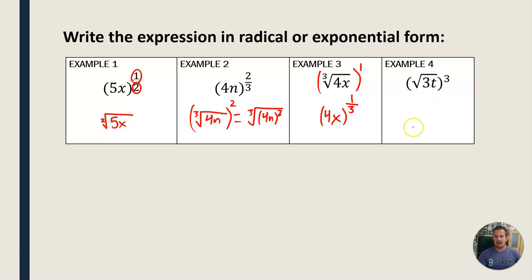The square root of 3t cubed is going to be 3t to the 3/2 power, because this is a square root. So that's the number that's going to be in the bottom. It's raised to the 3rd power. That's going to go on the top. That's a quick review because you've learned that already. But that's how I write expressions in radical form versus exponential form and how I relate between the two.